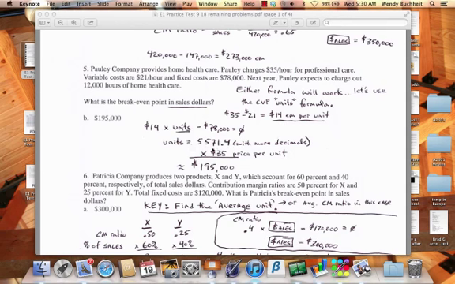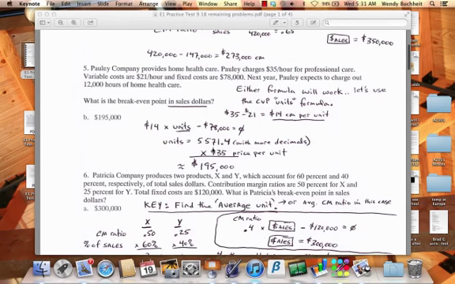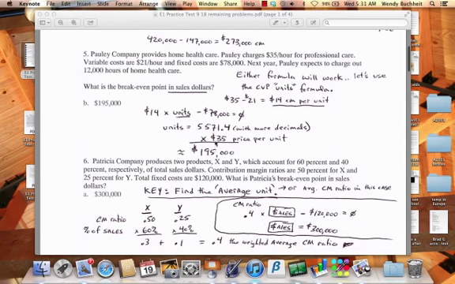Units wind up being a fraction, which is typical if you're doing a calculation. If you keep all the decimals in your calculator, you need to multiply that by $35, which is your price per unit. And the reason you need to do that is the problem asks for break even in sales dollars, right? Not in units. You get the same answer if you use the contribution margin ratio formula.